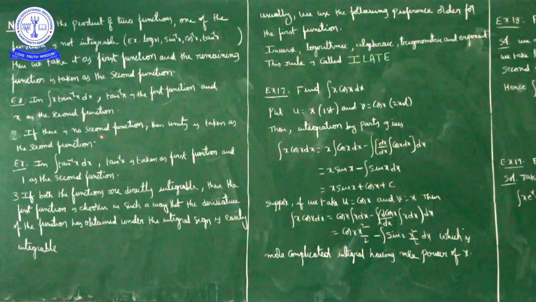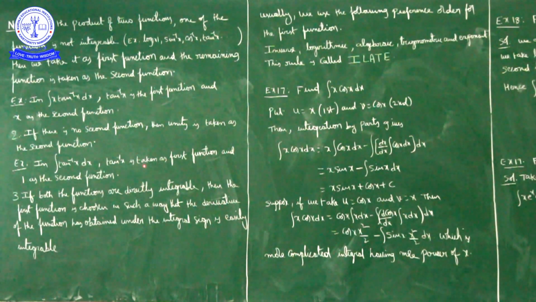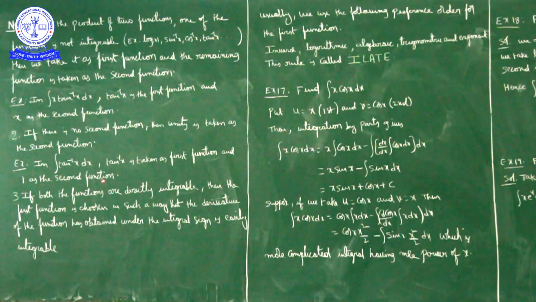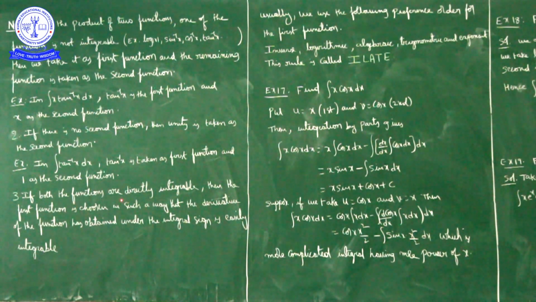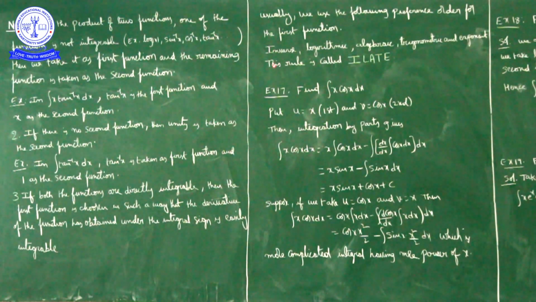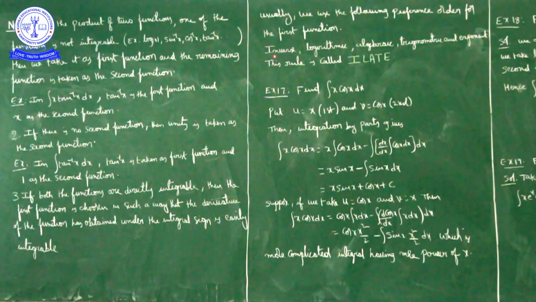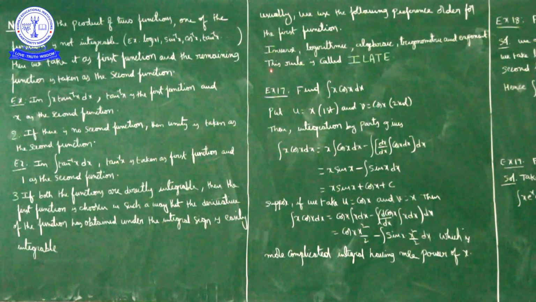In such case, we will consider unity, meaning 1, as the second function. When both the functions are directly integrable functions, then we will apply the ILATE method to select the first function and second function. Now we will start the problems.